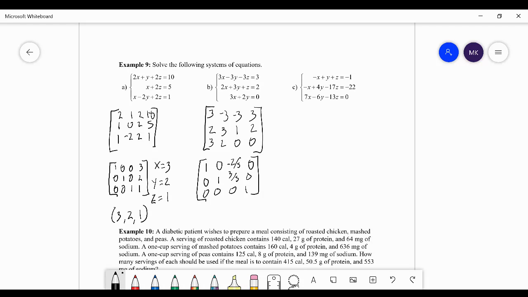Even though we told our calculator, hey, put this in reduced row echelon form, why didn't it do it? Well, the reason it didn't put it into reduced row echelon form is because it can't. It is not able to put this into reduced row echelon form because this system of equations cannot be put into reduced row echelon form.